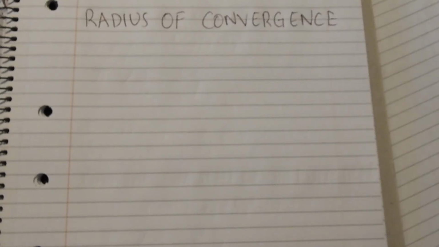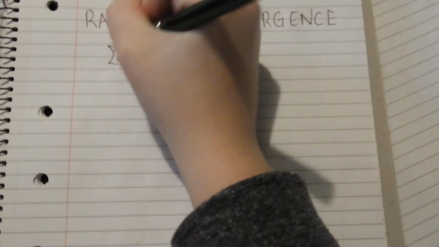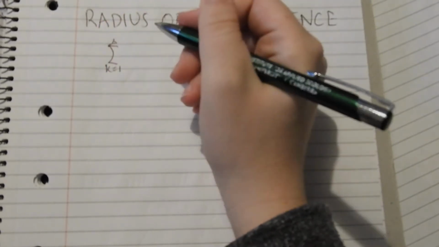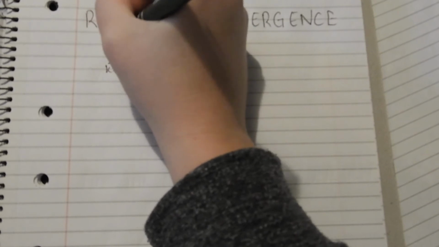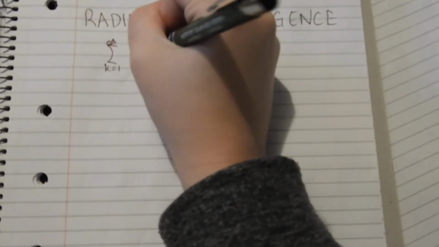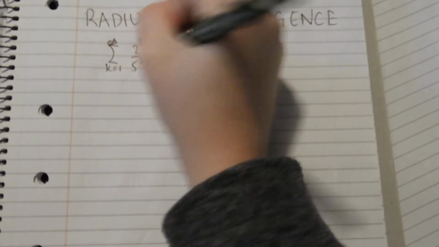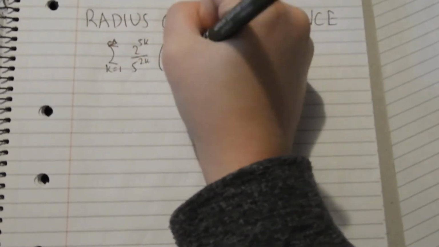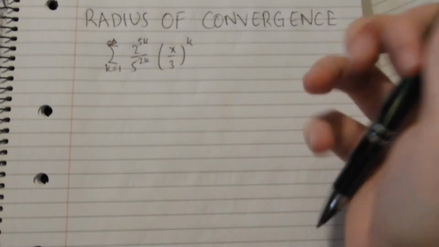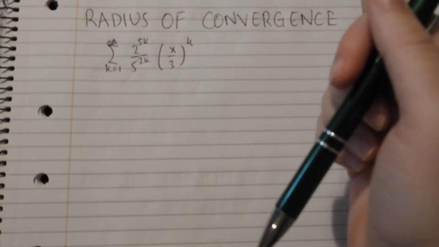Okay, we're finding the radius of convergence of this function. Sum from k equals 1 to infinity, 2 to the 5k on 5 to the 2k, x on 3 to the k. So first, since we're doing the ratio test, we put k plus 1 on the top and k on the bottom, if you know what I mean.